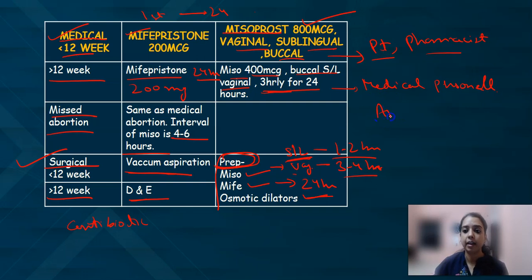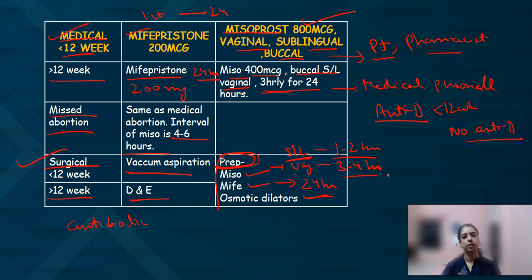Then about anti-D, what new thing was there in anti-D? For all medical and surgical abortion at less than 12 weeks, no anti-D is needed. This is newly introduced. You will not give anti-D whether it is medical or surgical at less than 12 weeks. Now what will be followed by our practitioners is different, but this is what WHO says. Okay, so this is our answer.